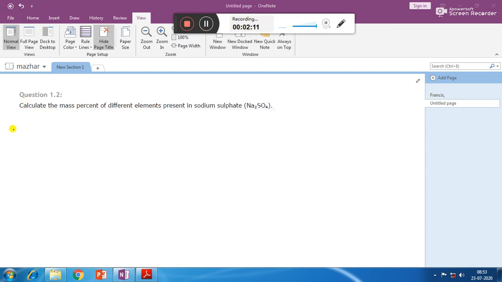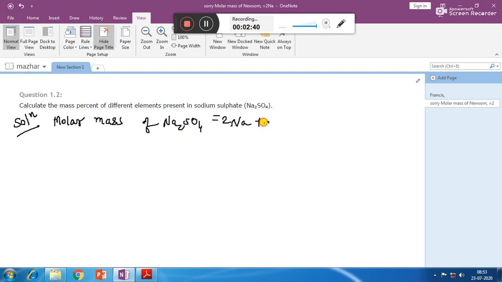Question number 2 is calculate the mass percent of different elements present in sodium sulfate. Formula is Na2SO4. So in order to find out mass percentage, first of all we should know the molar mass of sodium sulfate. So molar mass of Na2SO4 equal to 2 times Na plus S plus 4 times oxygen.